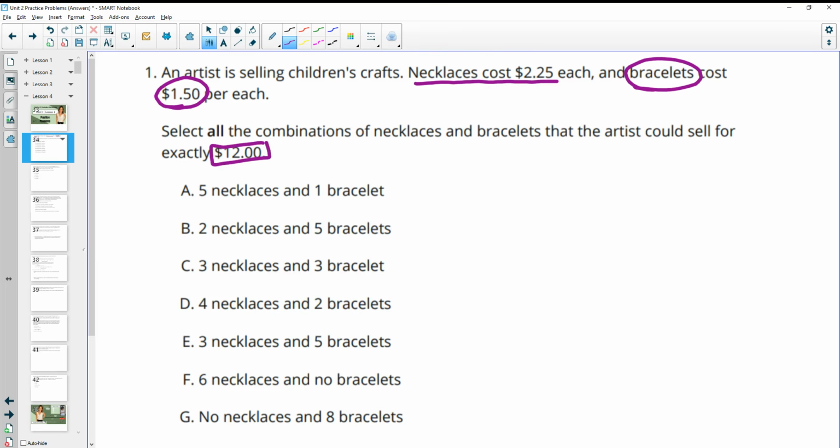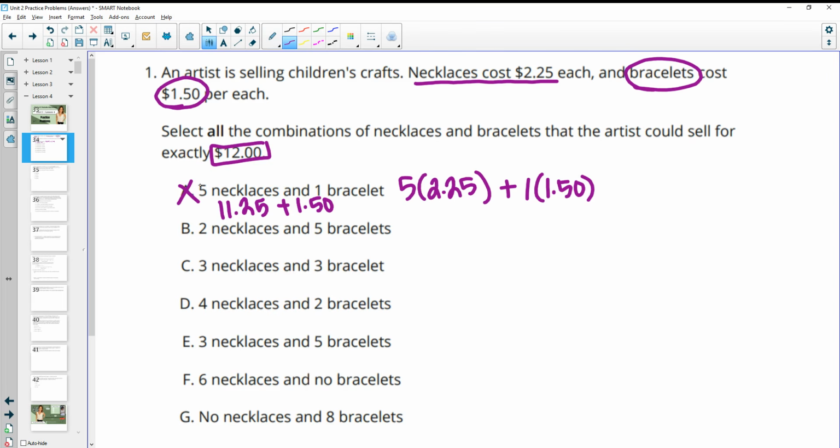So A says 5 necklaces and 1 bracelet. So then we're going to take 5 times the $2.25, since each necklace costs $2.25. And then we're also going to add 1 bracelet at $1.50. So then you can just calculate this, and 5 times $2.25 is $11.25. And then plus the $1.50, and that's going to be more than $12. And we need it to be exactly $12. For part B, we're going to continue on.